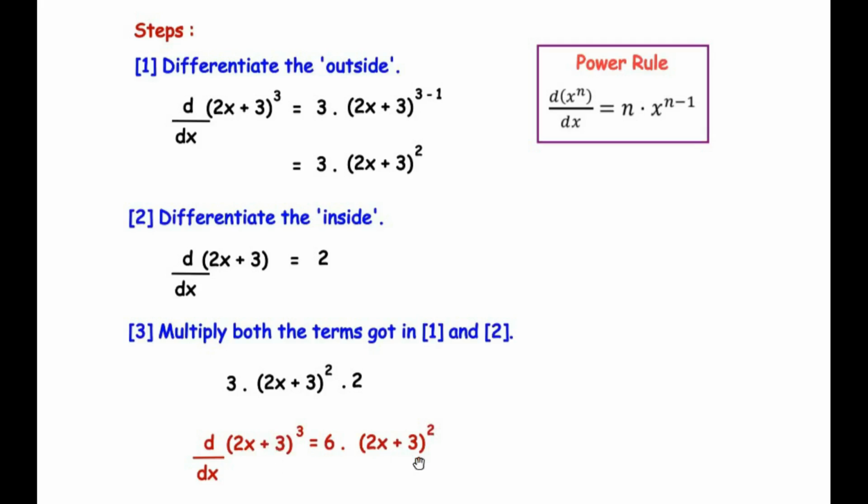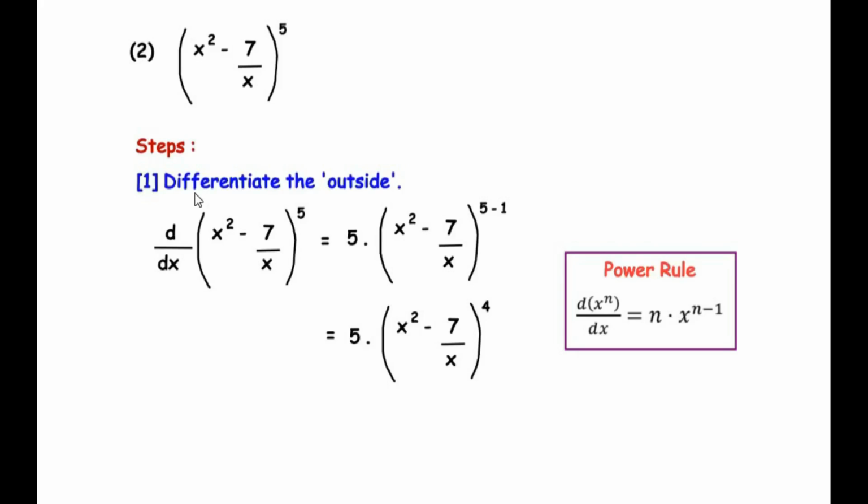Now let us move on to the second question. Now the second function is x square minus 7 over x. Now the whole thing is raised to the power of 5. Now we are going to use the same steps. Step number 1 is differentiation of the outside. So here we have written differentiate the outside, that is d by dx of x square minus 7 over x, the whole term raised to the power of 5.